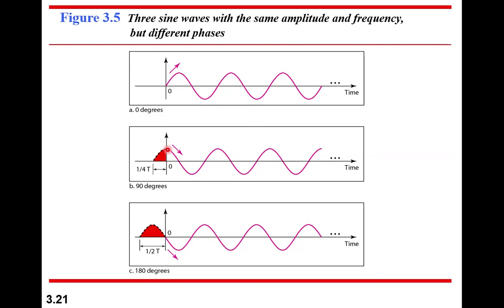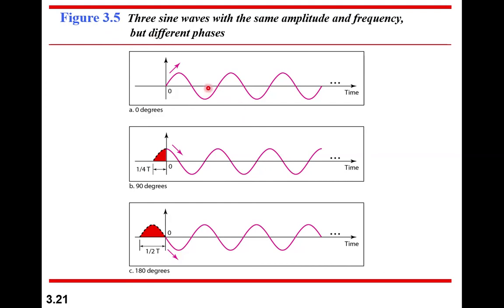So here the degree with respect to this line is how much? The degree is 90. And here, at time 0, the signal starts from here, so the degree between this and time 0 is about 180 degrees. So basically this shows the phase. Phase is the degree of the signal wave with respect to time 0.